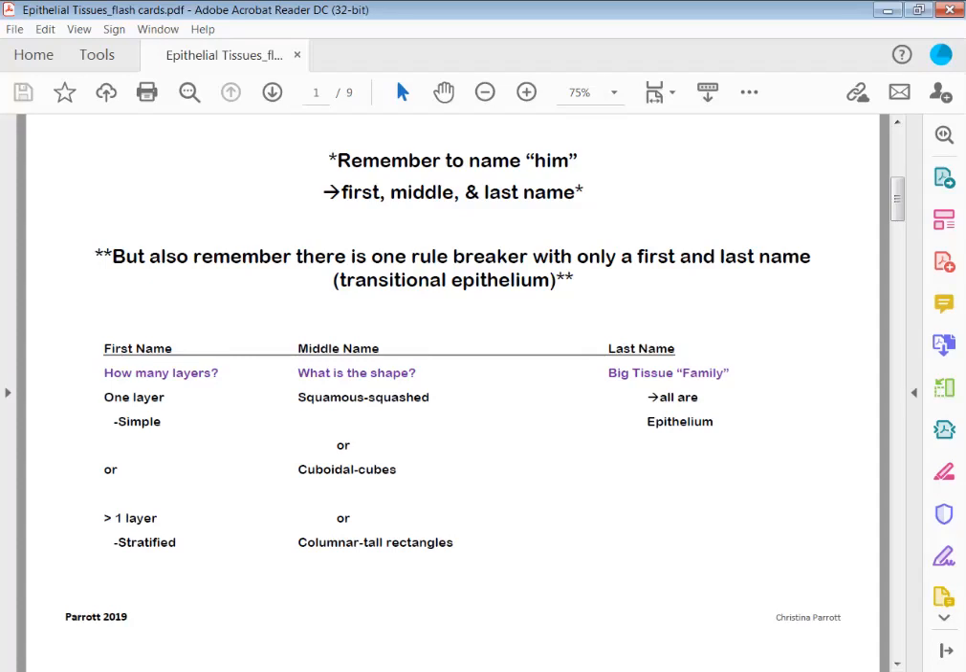Okay, so remember, first name, how many layers, middle name, what is the shape of the cells, and last name is the big tissue category or the family, which is epithelium or epithelial.